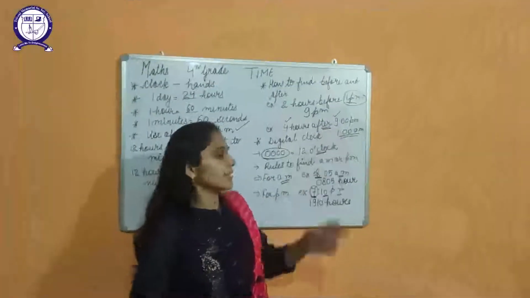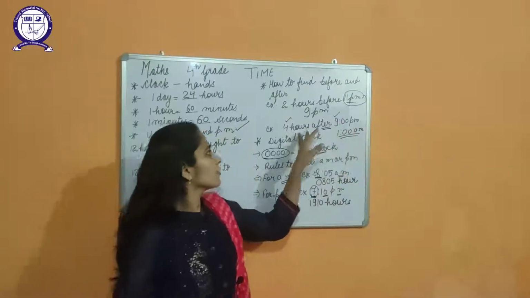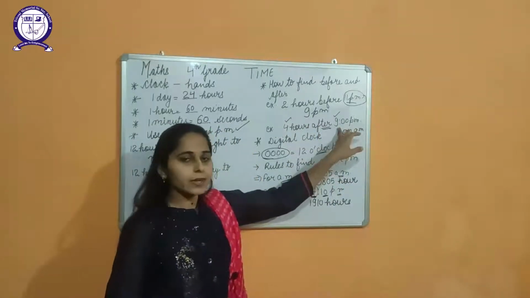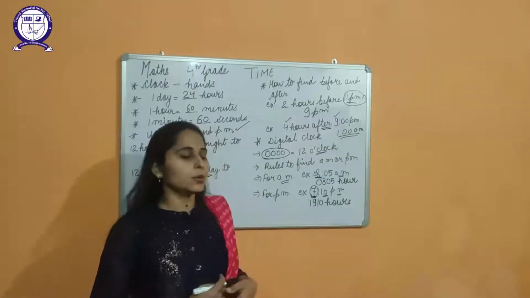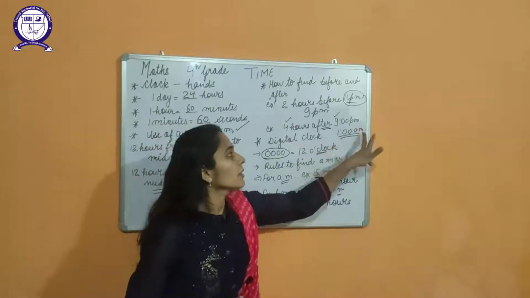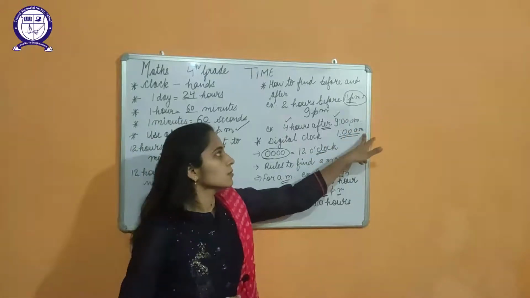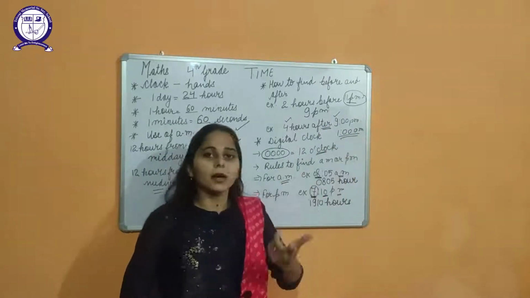So here is the next example: 4 hours after 9 pm. In this, what we have to do is just add 4 to 9, that will give us 13. But as you know, 13 is greater than 12, so you will just subtract 12 from 13 and 1 will be there, and that pm will change into am, and if am was there, then this will become pm.